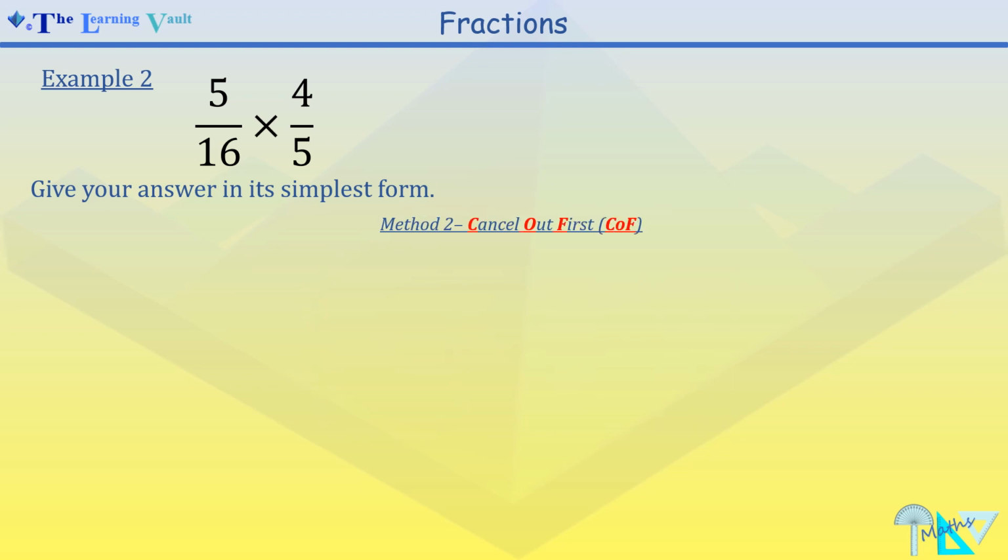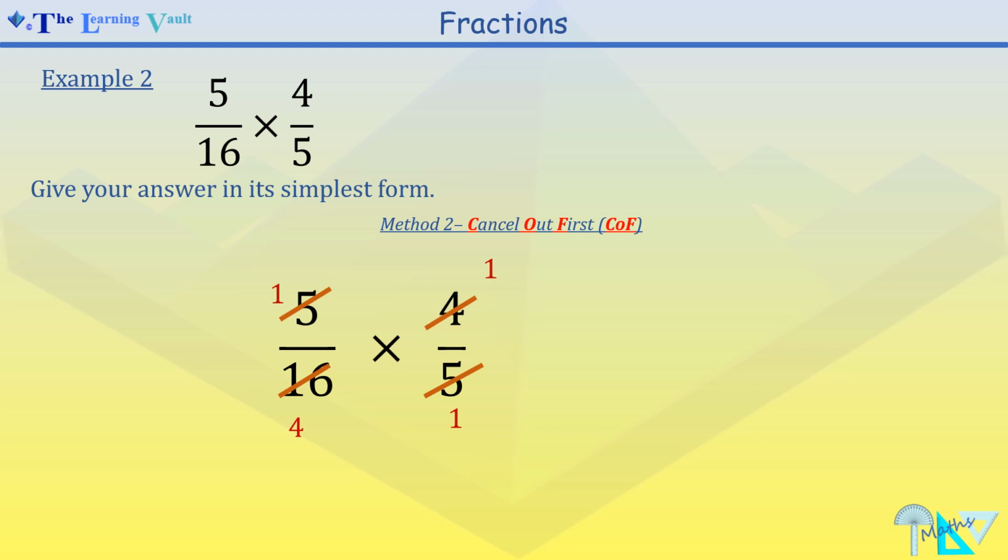Now with reference to the same example 2, let's look at it using a different method. So we have our fractions, but we can observe that we can cancel out some values. So we simplify this by saying that 5 can go into 5 once, so we'll have our 1 there, and 5 can go into 5 there, and we get 1 as well. And also 4 can go into 4 and get 1, and 4 can go into 16 to give us 4.